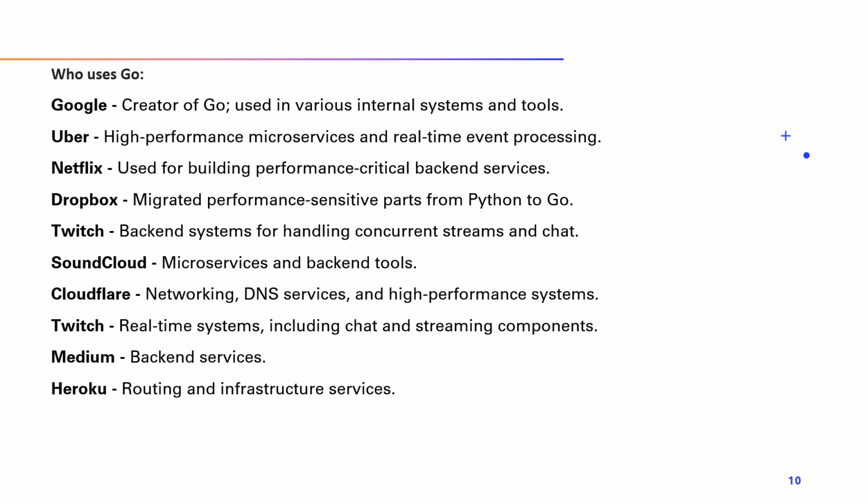The big companies who use Go. First of all, Google, creator of Go, used in various internal systems and tools. Then Uber, high-performance microservices and real-time event processing. Netflix, used for building performance-critical backend services. Dropbox, migrated performance-sensitive parts from Python to Go.